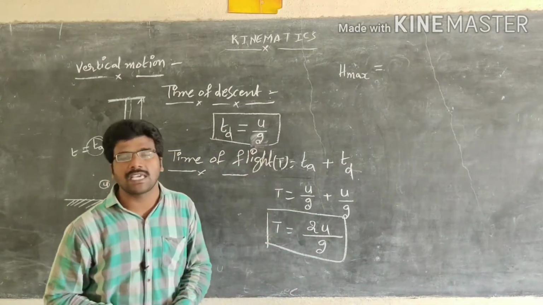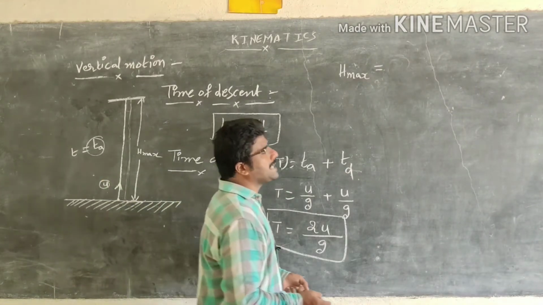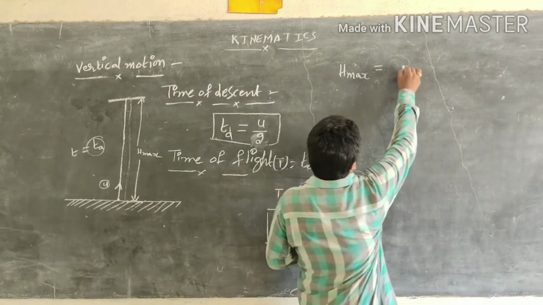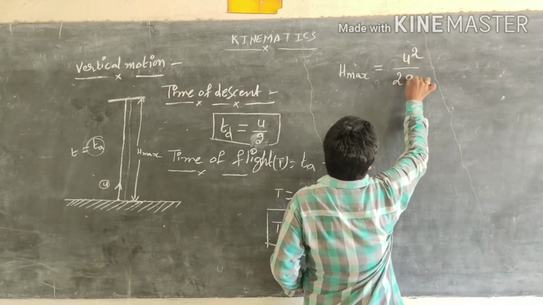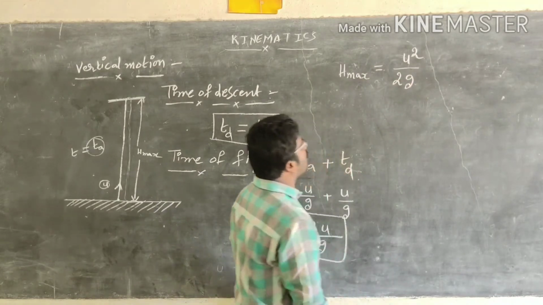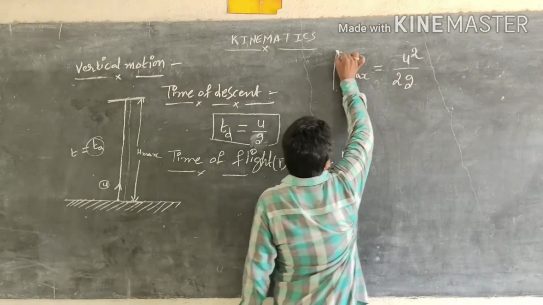Now we are going to see the formula for maximum height. Maximum height H max can be written as U square by 2G. This is the formula for maximum height: H max equal to U square by 2G.